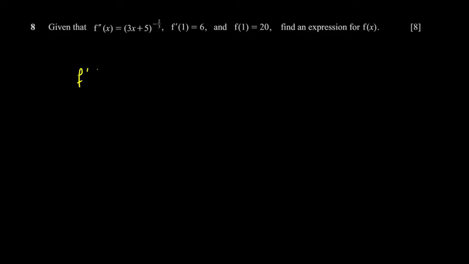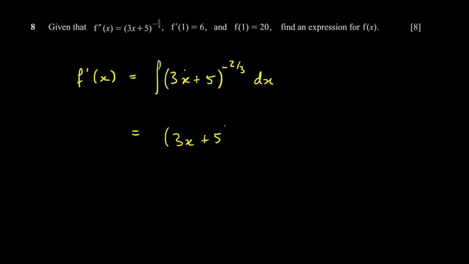Well, f prime of x will be equal to the integral of f double prime. All right, so I'm going to be integrating 3x plus 5 to the power of negative 2/3 dx. Okay, so how am I going to integrate that? Well, the first thing is I've got to raise the power by 1. So negative 2/3 plus 1 is positive 1/3. I've then got to divide by that power. So dividing by 1/3 is the same as timesing by 3. And then I've got to look at the coefficient of the x, which in this case is 3, and I've got to divide through by 3. Okay, so let me just go through those steps again, right?